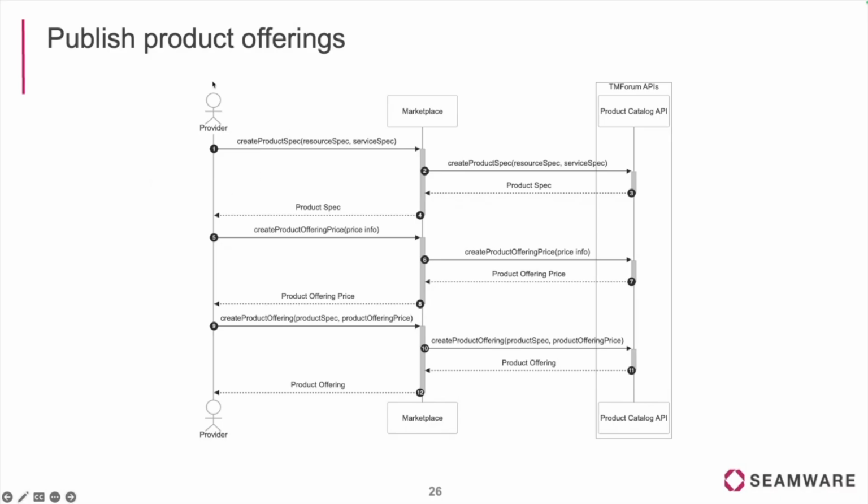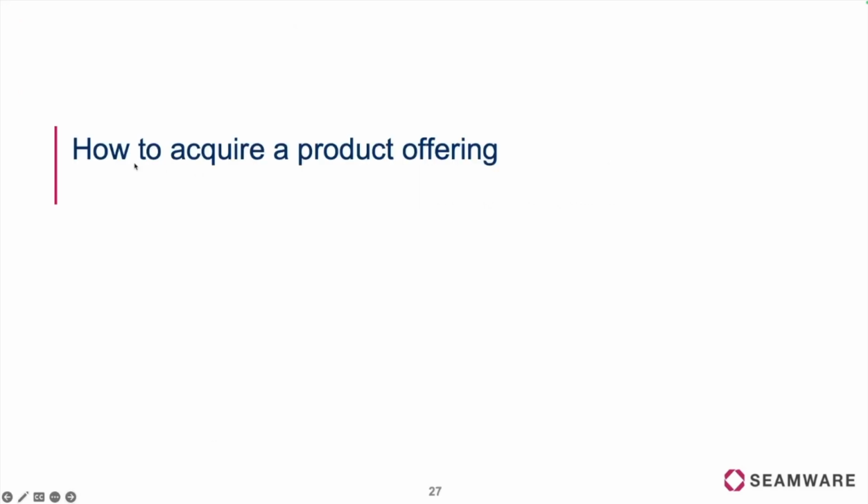So in order to publish this, we create the product spec, we create the product offering prices, and then we create the product offering with all the information. Everything is done through the product catalog API, the same API where we registered the product specification before. Okay, now we have our offer with all the information that we need. So now as a customer, we need to be able to buy this product offering.